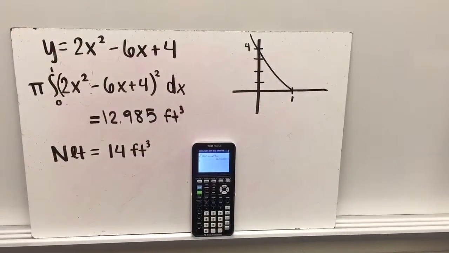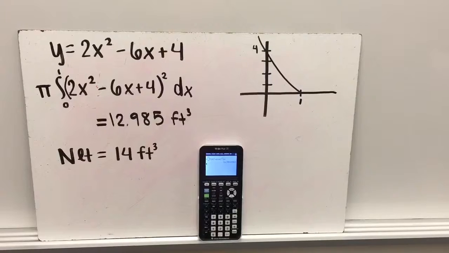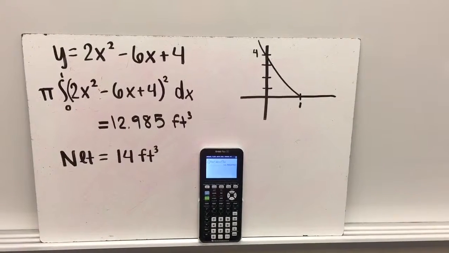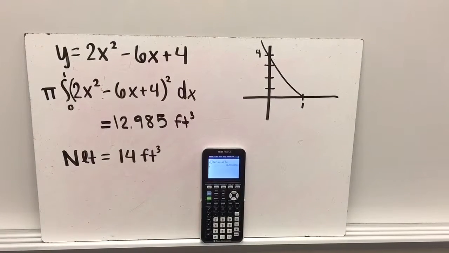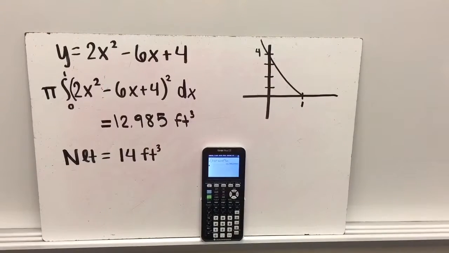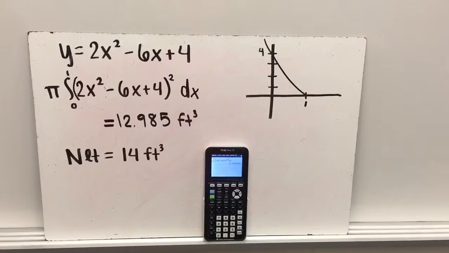In order to capture this unknown organism, we must find the volume of it to make sure our net is big enough. The function y equals 2x squared minus 6x plus 4 represents the organism, and we use the disk method in order to calculate the volume.